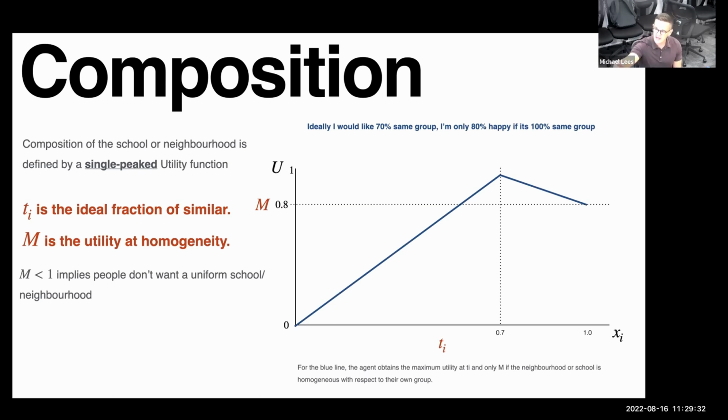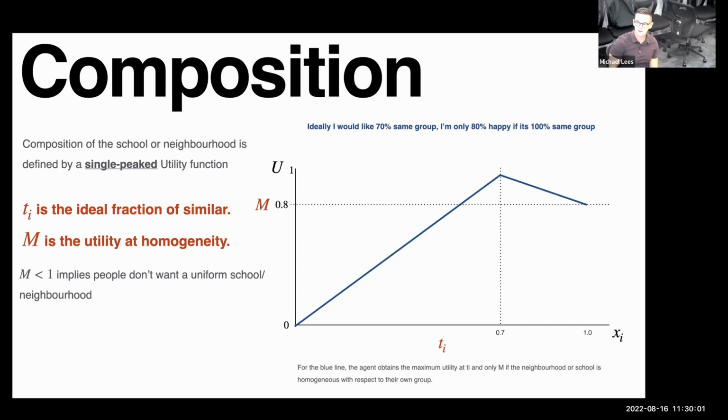So what you see on the x-axis here at 0 is 0 of my own group. At 1 is completely my own group. And on the y-axis, you see the utility. So this person is most happy, has the most utility, when the neighborhood is 70% the same as them. And then they get this decrease if it gets too homogeneous. So completely homogeneous, if it's all my own group, I only have a utility of 0.8.